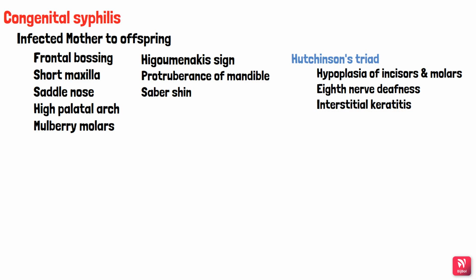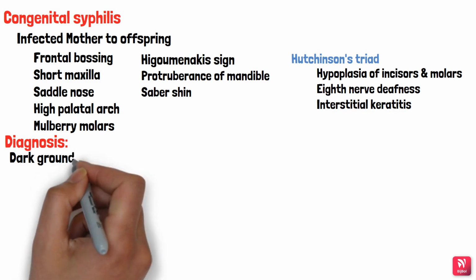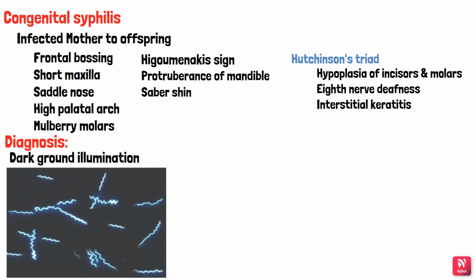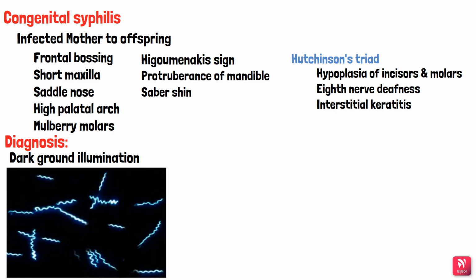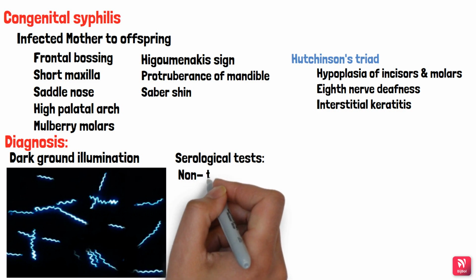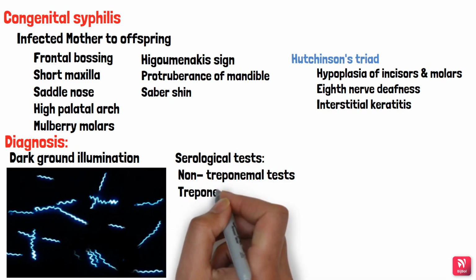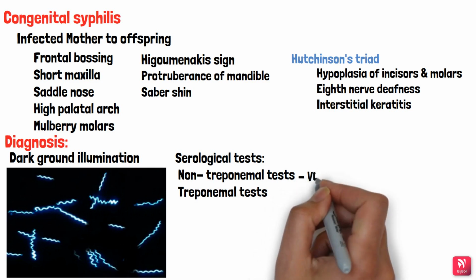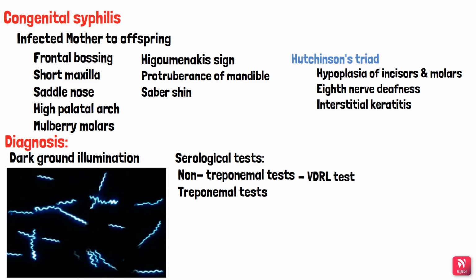Now we will move into the diagnosis of syphilis. How do we demonstrate Treponema pallidum? First is by dark ground illumination, wherein we demonstrate the spiral organisms. As you can see under the dark background, these coiled spirochetes appear self-luminous within dark ground illumination. The next investigation is serological tests, which are of two types, non-treponemal tests and treponemal tests. Under non-treponemal tests, we have the VDRL test, that is the Venereal Disease Research Laboratory test.